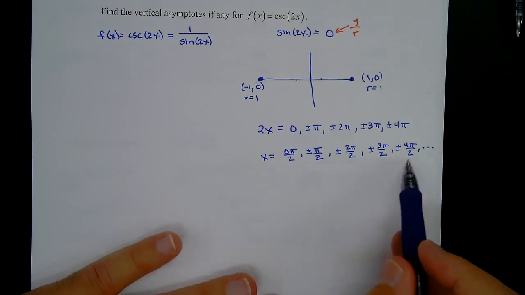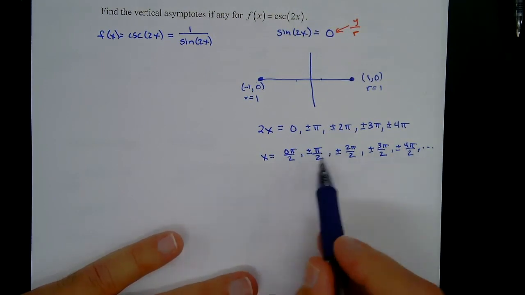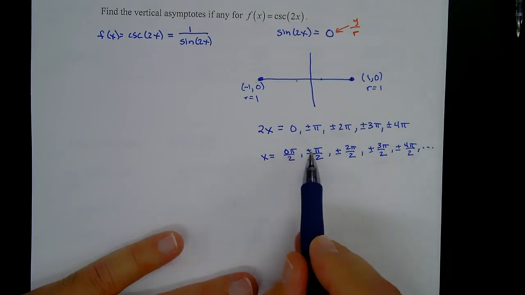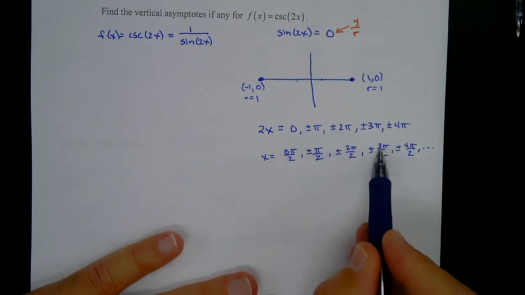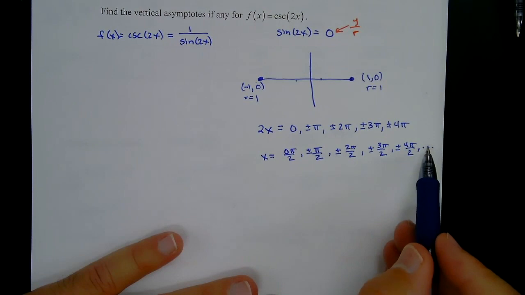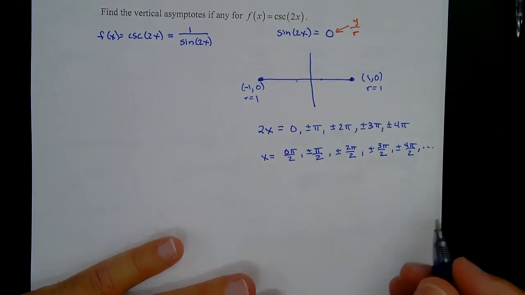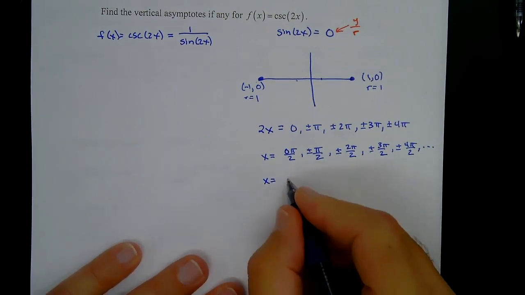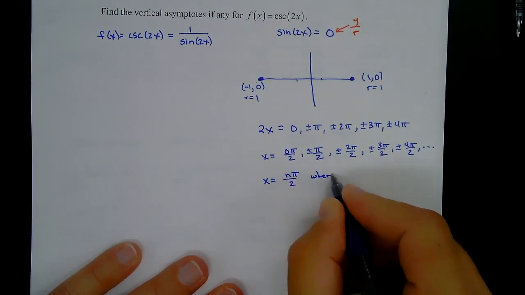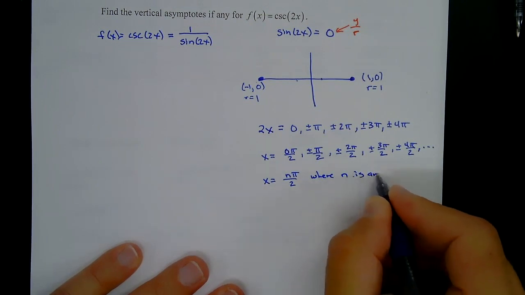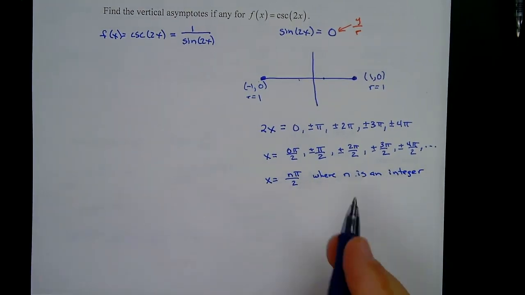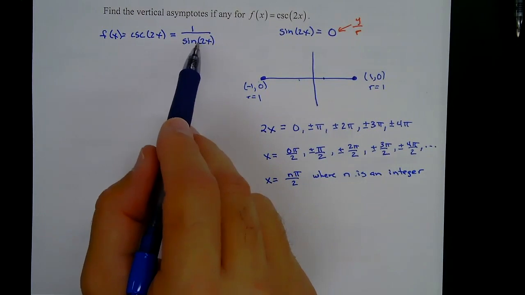Well, what if you look at all these, what do they all have in common? Okay, they all have a pi, yes. They're all plus or minus, yes. All the denominators are 2. What's changing? It's this number right here, right? 0, plus or minus 1, plus or minus 2, plus or minus 3, plus or minus 4. Next one would be plus or minus 5, plus or minus 6. Those are all integers, right? So we can write this as x is equal to n pi over 2, where n is an integer. So what does that mean? Those are the x values that cause this denominator to be 0.